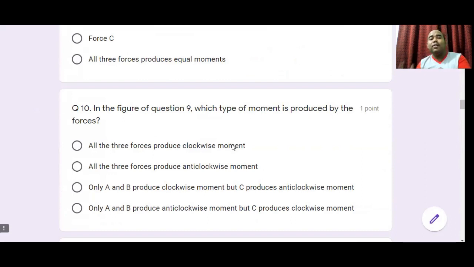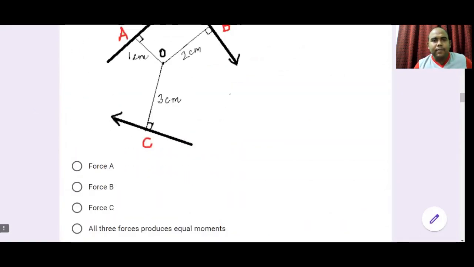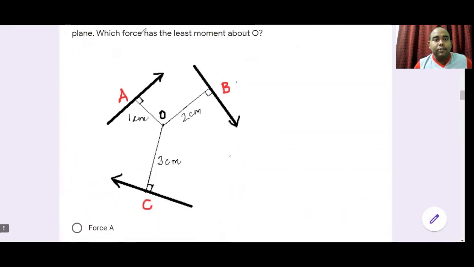Is it an anti-clockwise moment, a clockwise moment, or a mixture of both? And overall, what is it? For all of this, you have to look at the figure. It's very easy. If you look at force A, it is trying to rotate the body in this direction, right? So it is trying to rotate it clockwise.